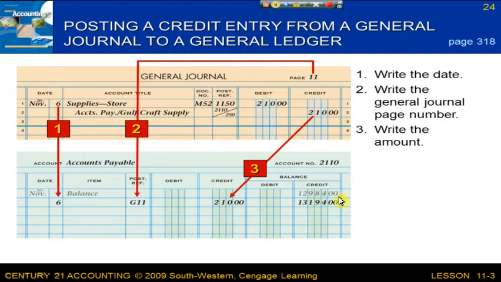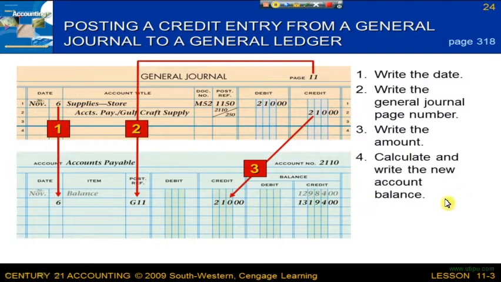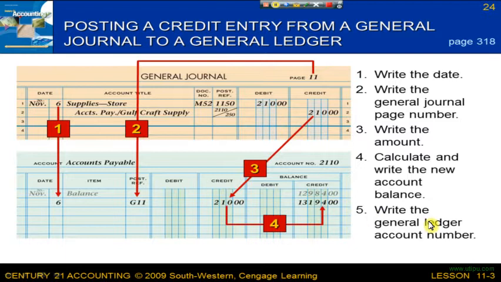We had a credit balance, meaning that we owed this much money, but now we have charged another $210. So we now owe $13,194. A credit and a credit we add because they are the same. That is step number 4. Step number 5, we're going to write in the general ledger account number. Last step always is to take this account number, put it up here in the post reference.